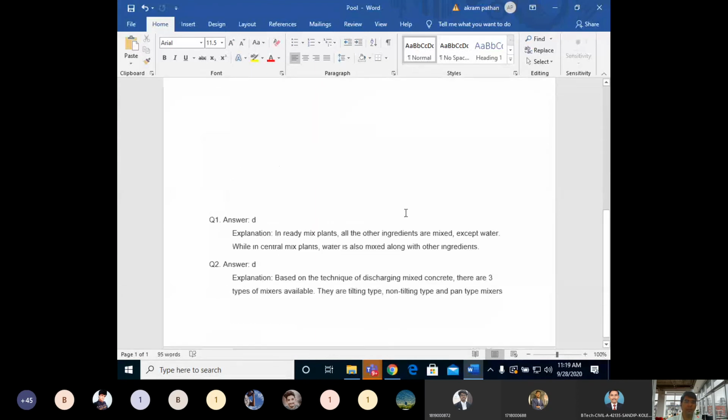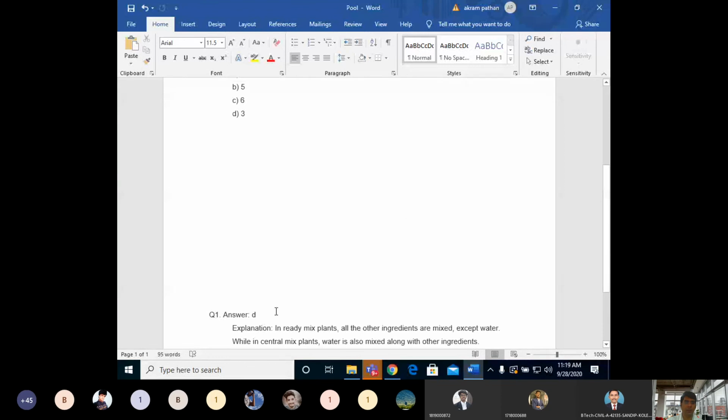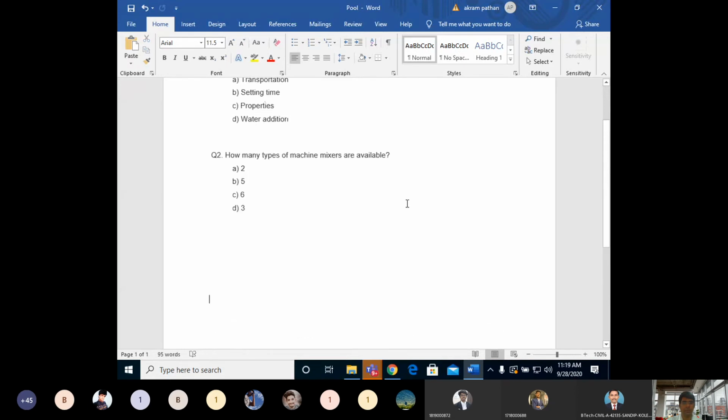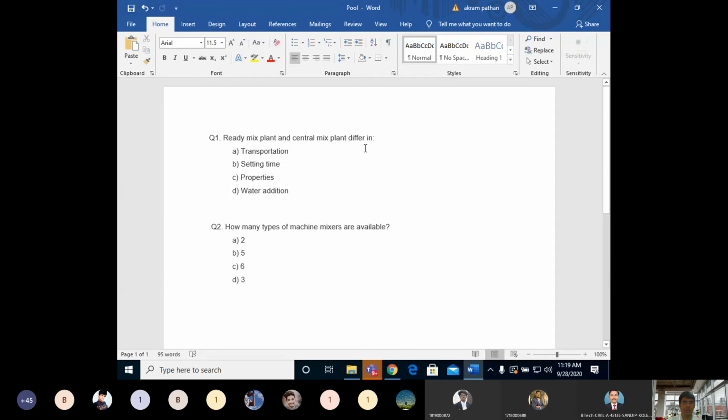See here, I have the explanation for the first. In ready mix plant, all the other ingredients are mixed except water, while in central mix plant, water is also used along with the ingredients. So ready mix plant and central mix plant differ with the water addition only.